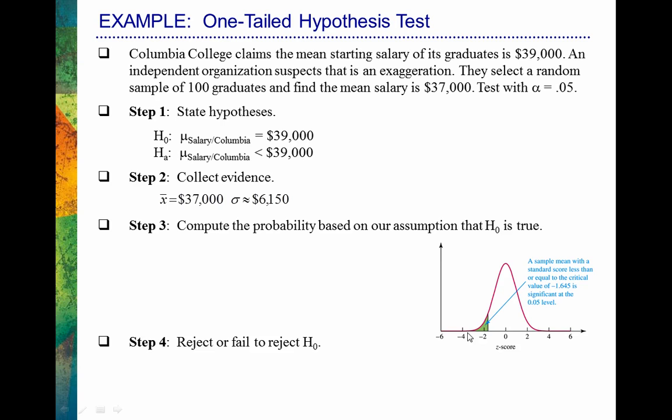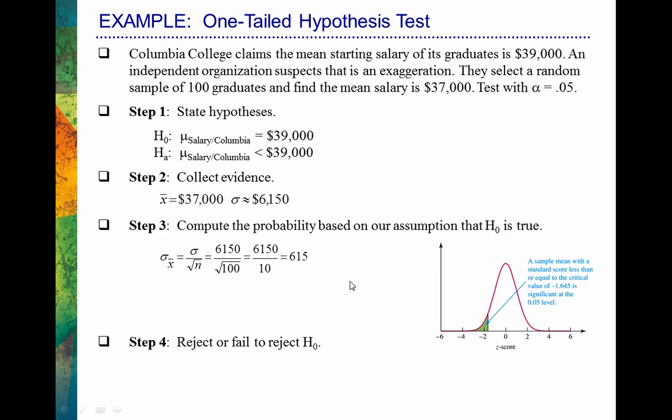Well, we need to transform this into a z-score, and this is of course how we do that. First, we're going to need to compute the standard error of the mean. So we'll use this formula right in here. So we take that population standard deviation, 6,150, and we divide by the square root of the sample size. Of course, the square root of 100 equals 10, and we're left with 6,150 divided by 10, which is going to equal 615.